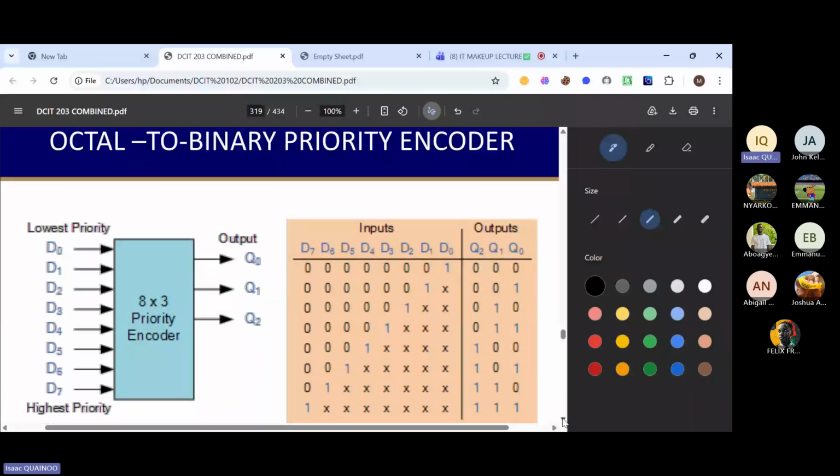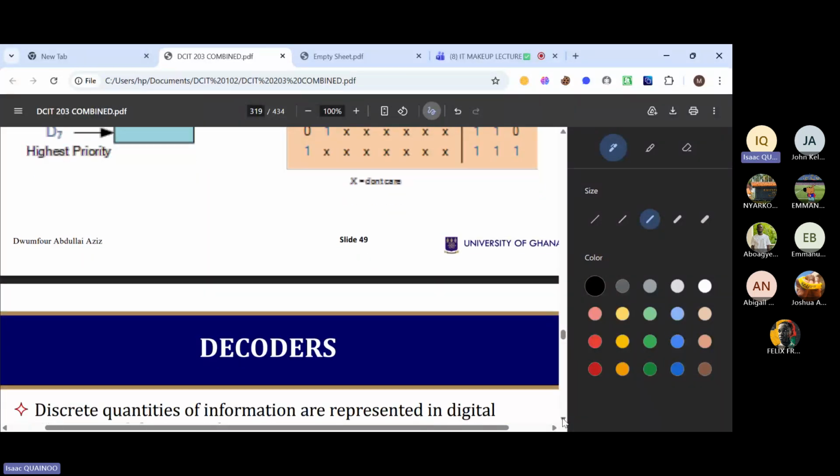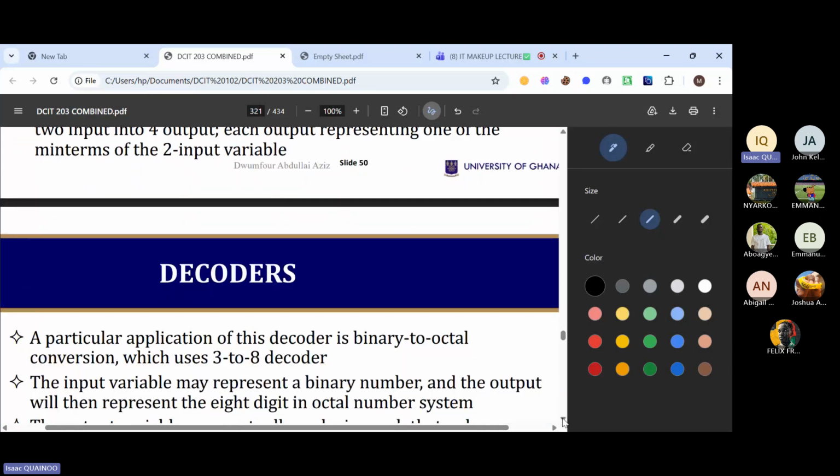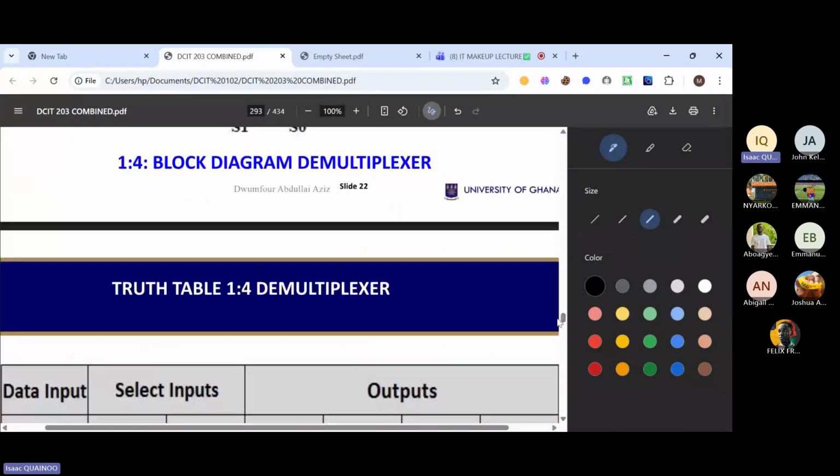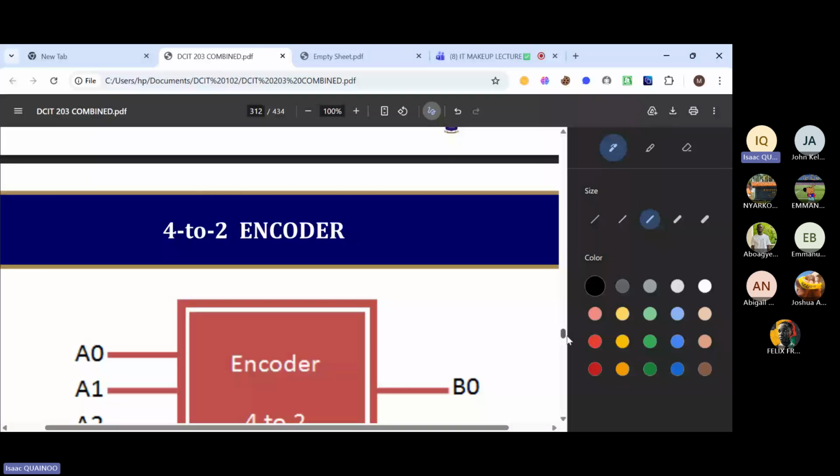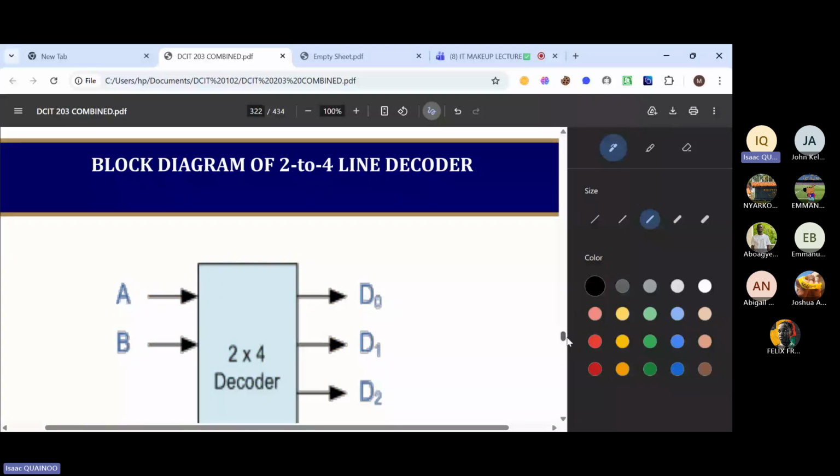So yeah, octal to binary priority encoders also behave in a similar manner. And that is it for decoders and encoders. So they are just opposites of each other. Once you're able to understand the behavior of one, you are directly able to also understand the behavior of the other. You just have to invert it. Okay. Cool.